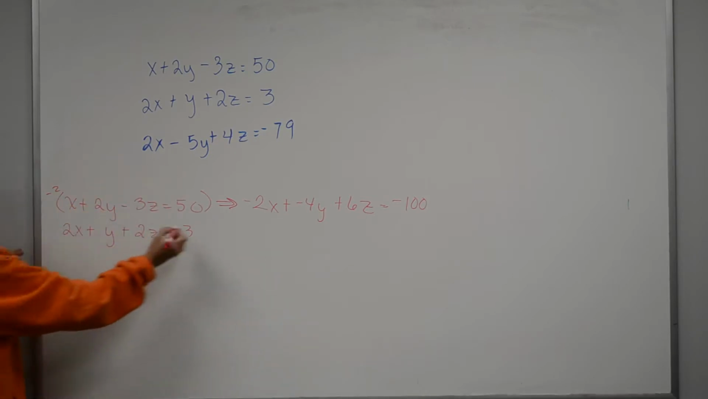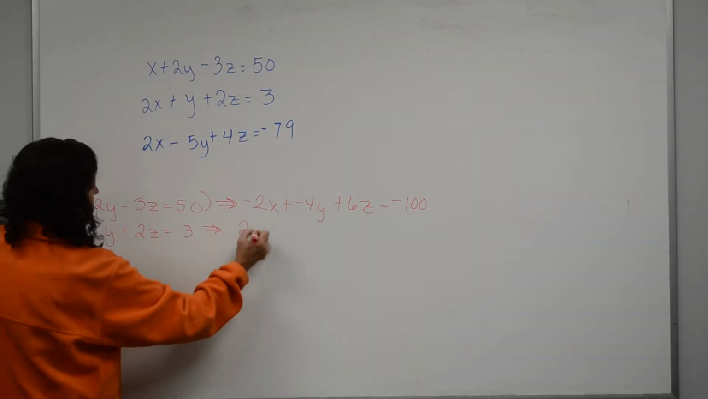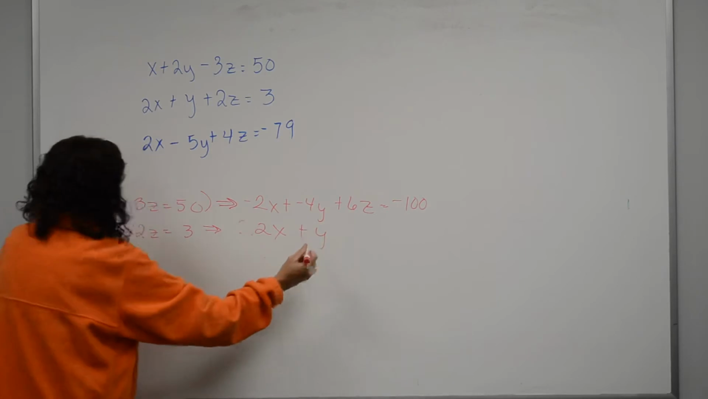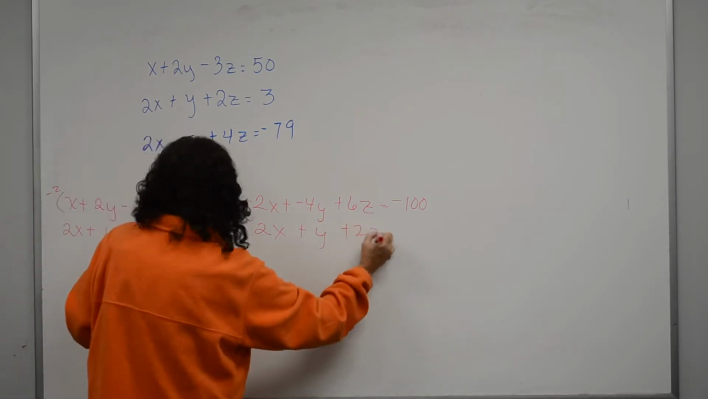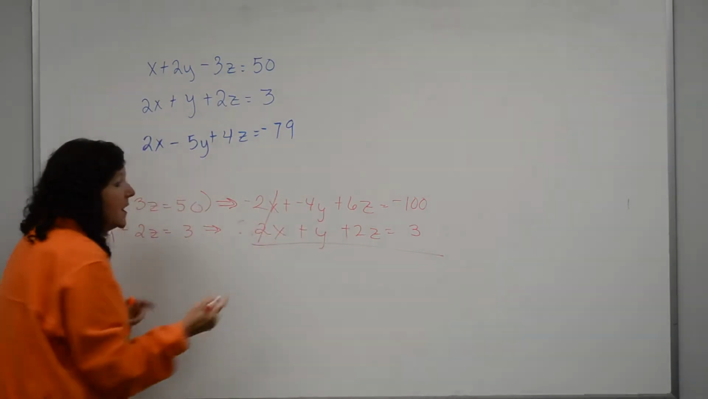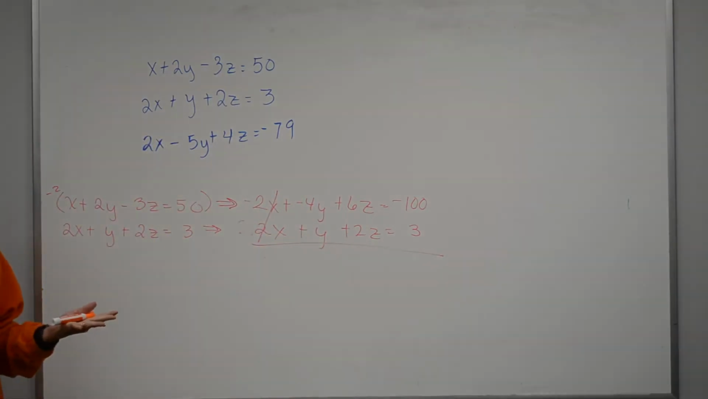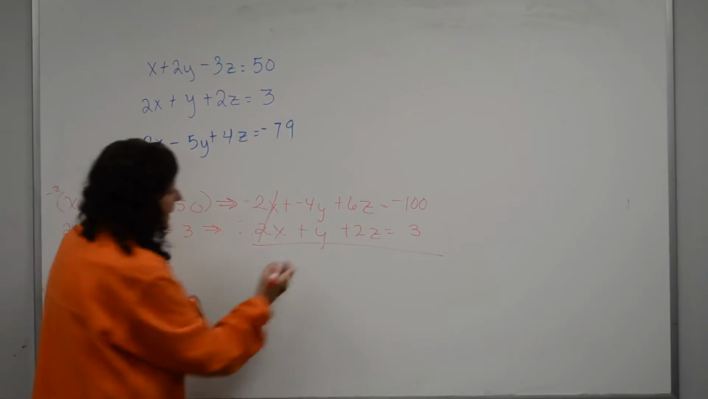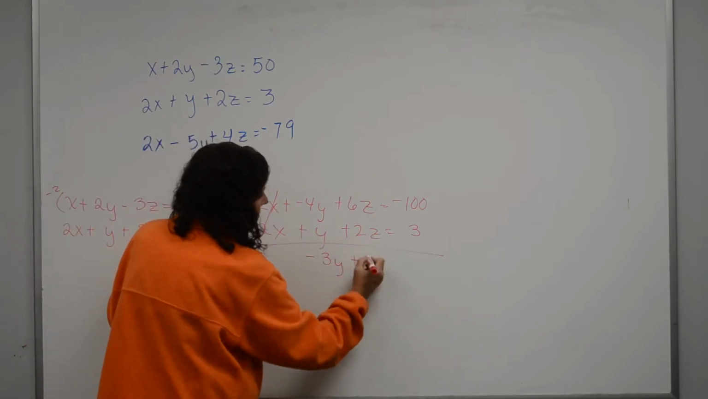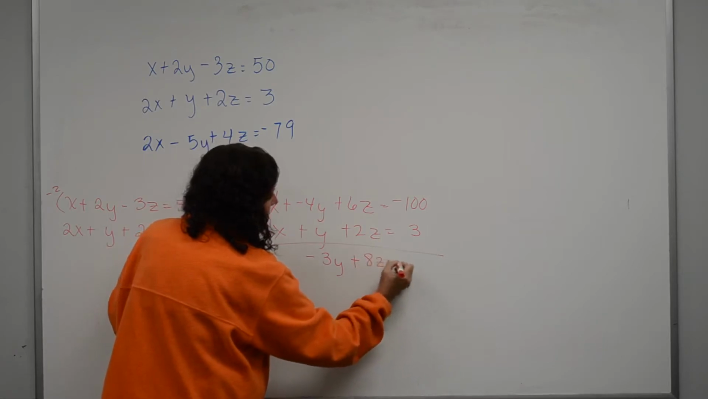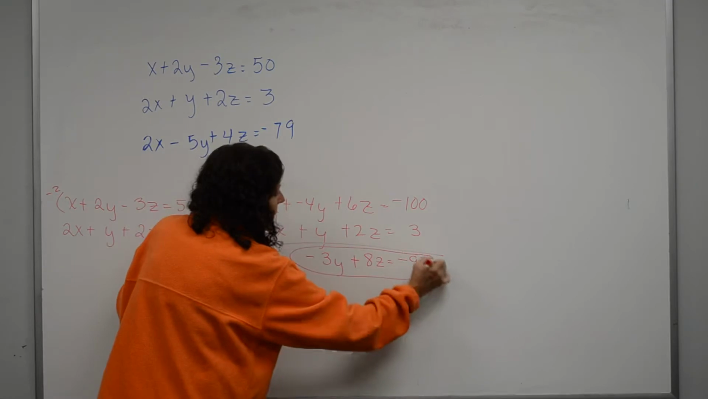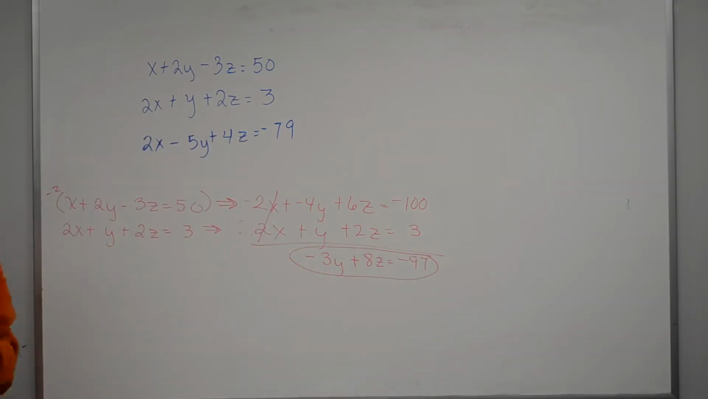All right, don't have to do a thing to this one, so I have 2x, let me write it underneath there, 2x plus y plus 2z equals 3. Now I'm going to add. If I've done it right, something should eliminate out, right? So this becomes -3y, be careful of your positives and negatives, plus 8z equals -97. I'm going to circle that because I'm going to want to come back to it.